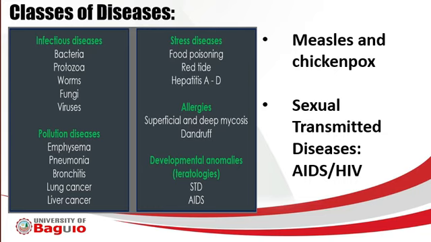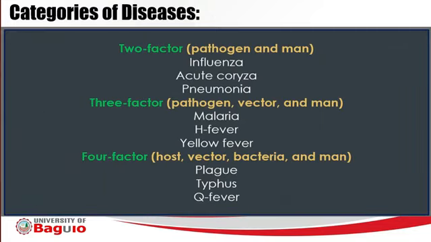Okay, so there are 5 classes of diseases, and these classes of diseases, or these illnesses, can be categorized still into 3 different categories. We have the 2-factor category of disease, and that will include only a pathogen and a man. Okay, so what are some examples of 2-factor diseases? We have the influenza, acute coryza, and then pneumonia. Okay, so let us look at the common one, which is pneumonia. And not only pneumonia, what else? So we have also bronchitis and etc.